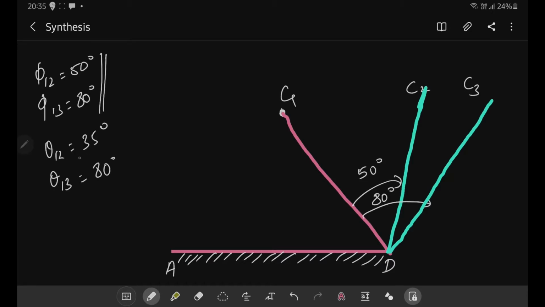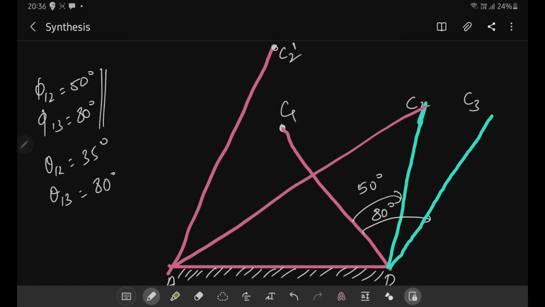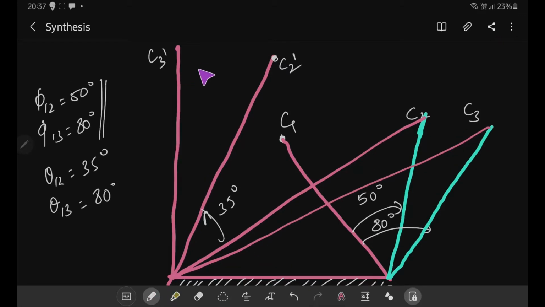So here theta 1 2 is 35 degrees and theta 1 3 is 80 degrees. Now we have to rotate C2 and C3 with respect to the point A by this given amount in the anti-clockwise direction. First let us rotate AC2 in the anti-clockwise direction by 35 degrees. Let us say the rotated point is C2 dash. Now let us rotate AC3 in the anti-clockwise direction by 80 degrees. It will come somewhere over here. Let us say it is C3 dash, rotated by 80 degrees.